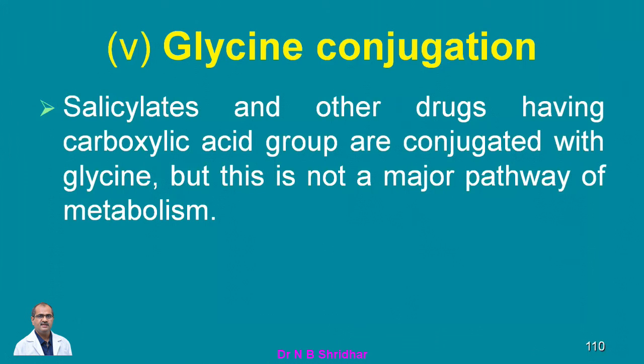Then another, the fifth one, is the glycine conjugation. So glycine is an endogenous substance. It will conjugate with some drugs like the salicylates, and other drugs having a carboxylic acid group, COOH group, are conjugated with glycine. But this is not a major pathway of metabolism. This conjugation pathway is there, but when compared to the first reaction, glucuronic acid conjugation, this is not so important.